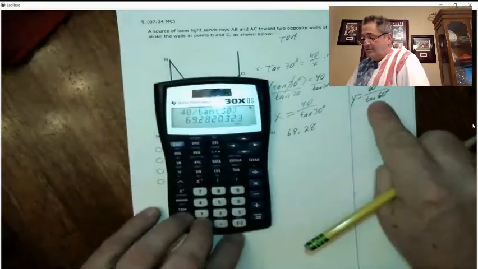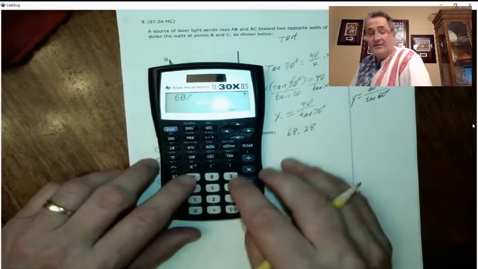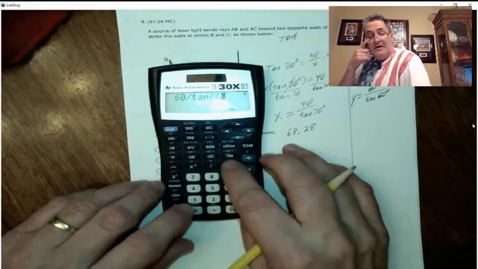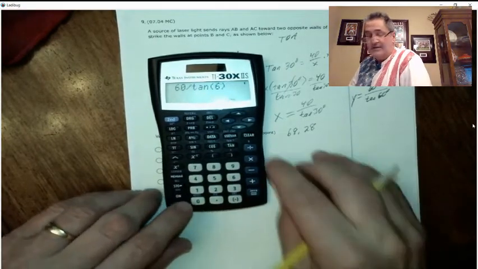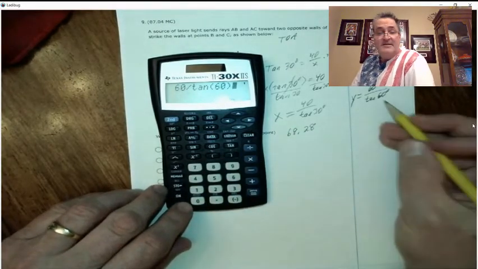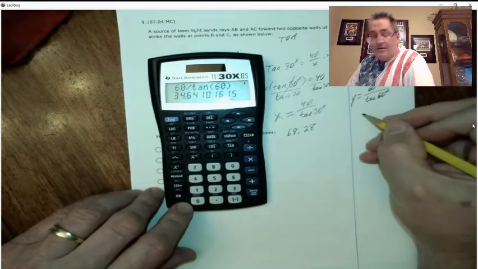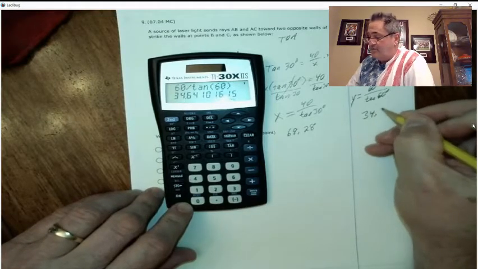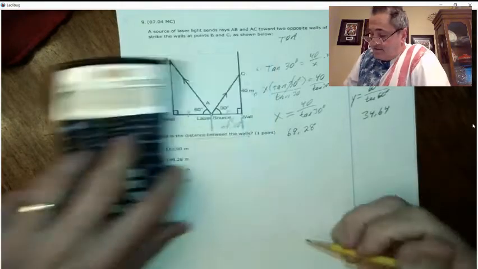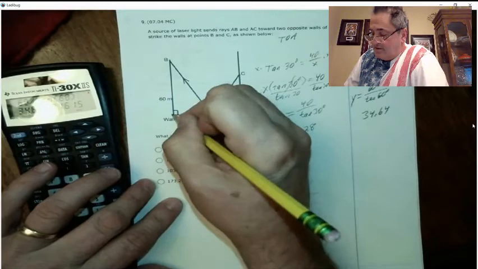Over here, y is 60 divided by the tangent of 60 degrees. Oh, not 6 degrees, 60 degrees. There we go. 60 divided by the tangent of 60. And that equals 34.64. So this is 34.64. So which one of those is the answer?